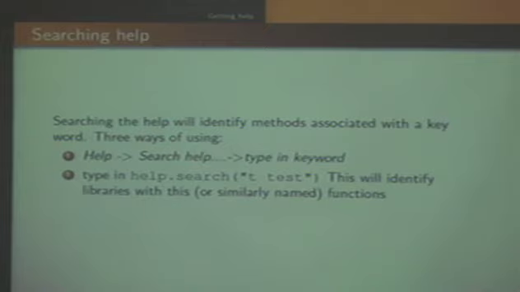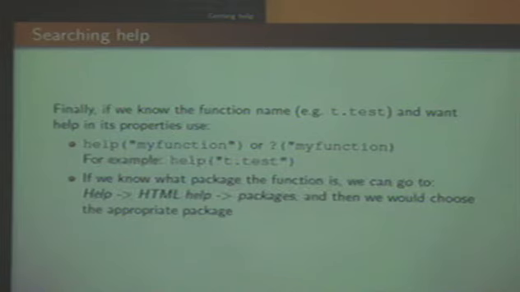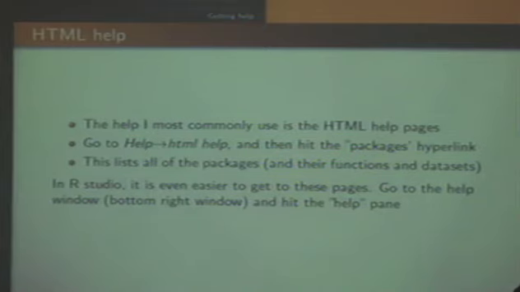To search help, I could just go to the menu, either in R or RStudio, and type in a keyword, or at the prompt I can just write help.search, for example, t-test. If I know the exact name of the function already, I could literally just write help t.test. I never use that because if I know the name of the function already, I know its library, so I just go to the HTML help. So I never use that myself. So the help I most commonly use are the HTML pages.